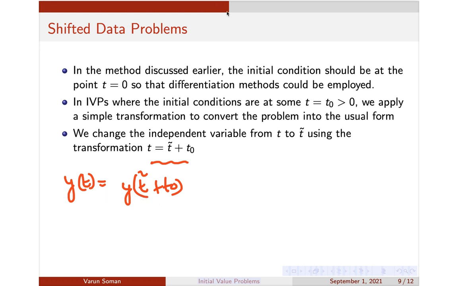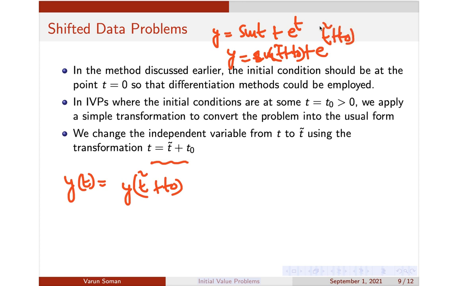Suppose your y was like sine t plus e raised to t, just for hypothetical purposes. When t has been changed, your y will become sine of t tilde plus t naught plus e raised to t tilde plus t naught. So in every place of t you will have t tilde plus t naught. I will have to write t tilde plus t naught for every occurrence of y.